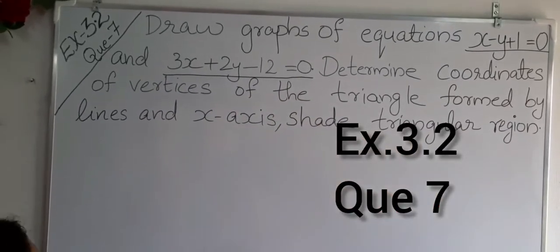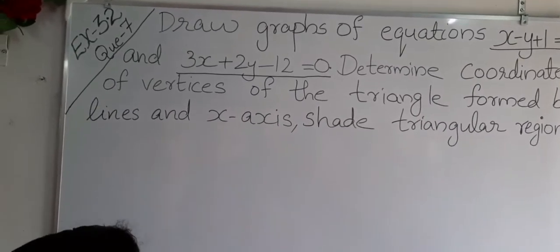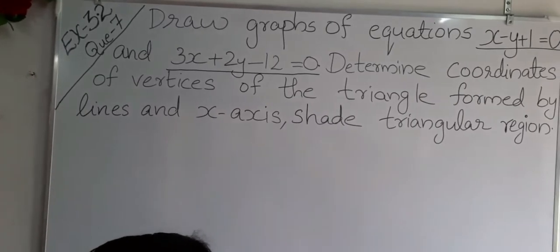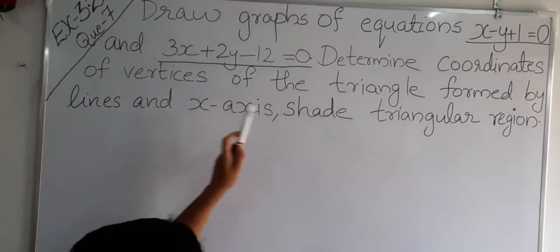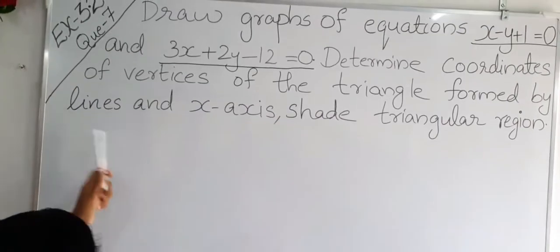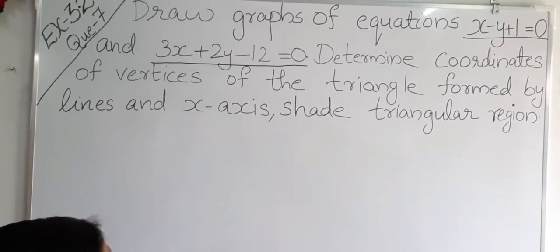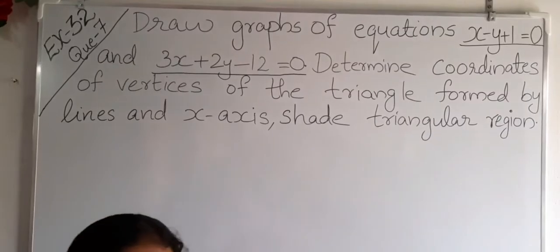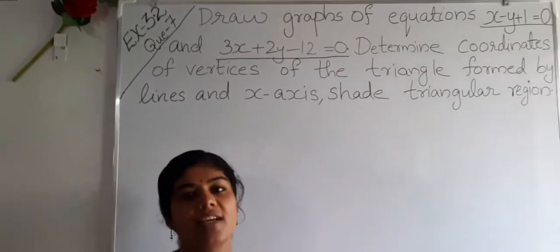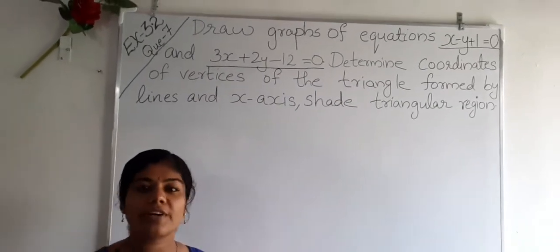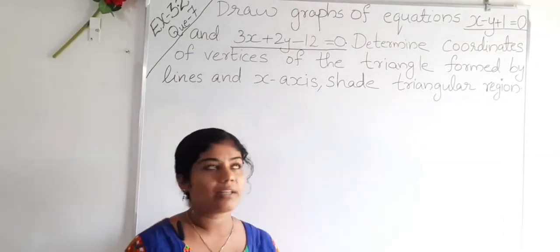From these equations, first what we are going to do is draw a graph. Then, after that, we are going to determine the coordinates of the vertices of the triangle formed by the lines and the x-axis, the triangular region. So first, we have two equations. Based on those equations, first we will write table 1 from the equation.